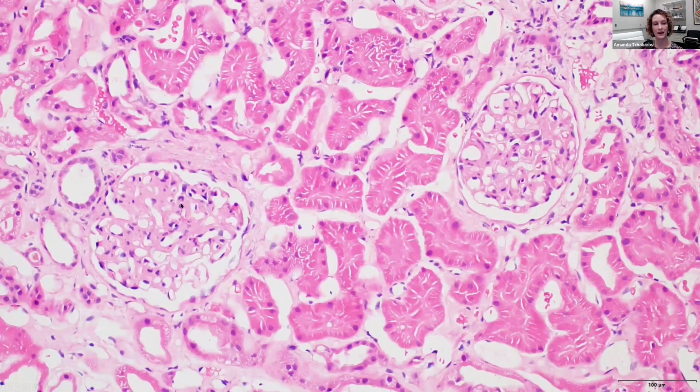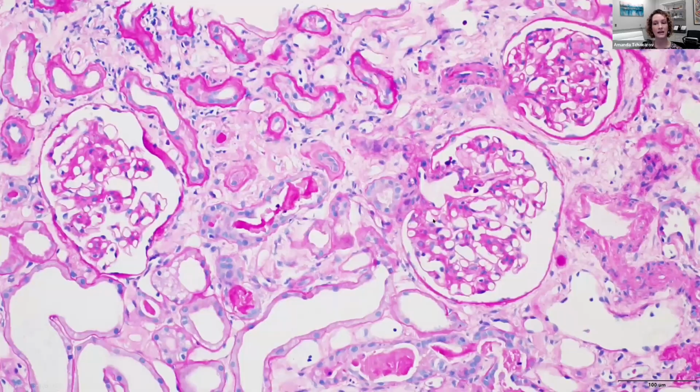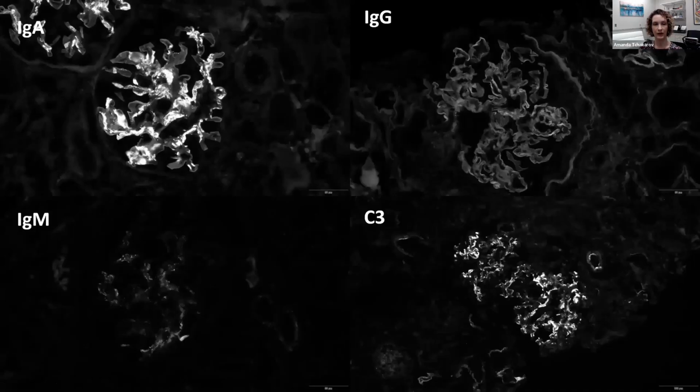We do see some areas that are suggestive of a little bit of segmental endocapillary hypercellularity, again very subtle in appearance. Looking at PAS stain, that can help us appreciate a little bit of mesangial matrix expansion, as well as a little bit of mild mesangial hypercellularity. And if we look at the interstitium, there does appear to be some areas where there might be a little bit of interstitial matrix expansion, but it is overall fairly subtle changes.